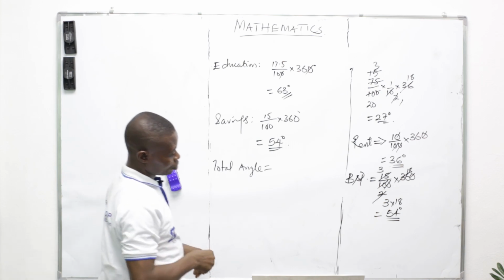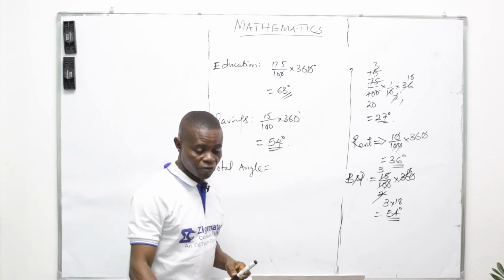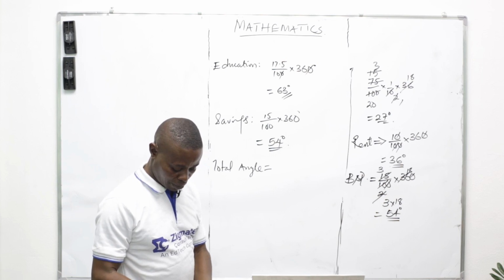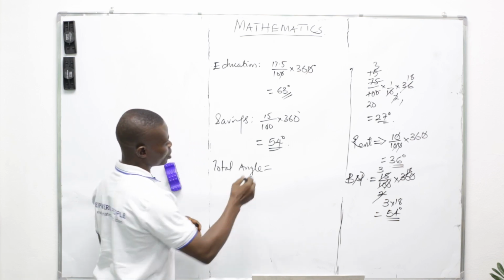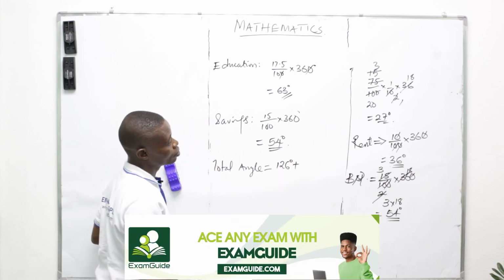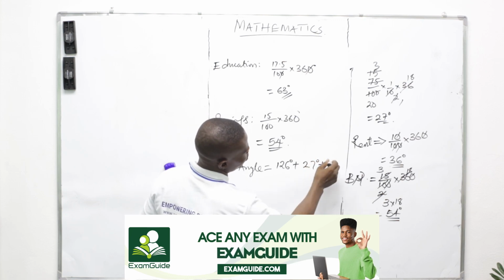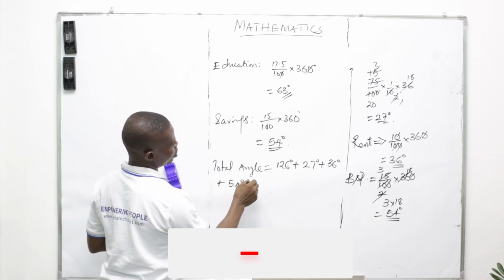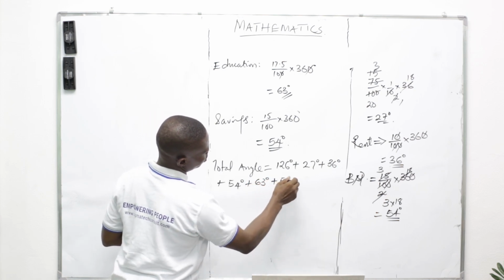Now total angle equals the first one, which was for food and drinks, 35 — 126 degree plus 27 degree plus 36 degree plus 54 degree plus 63 degree plus 54 degree.